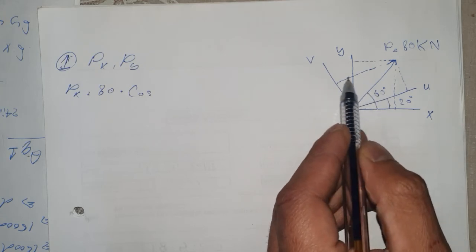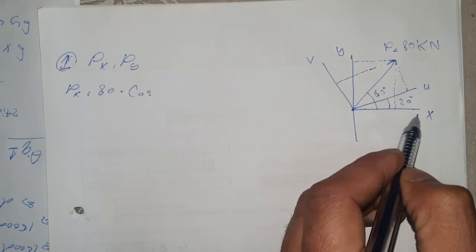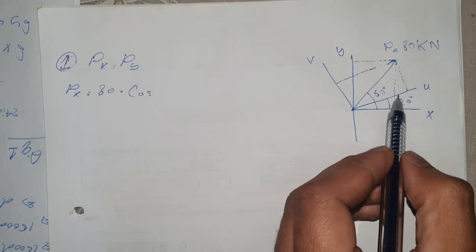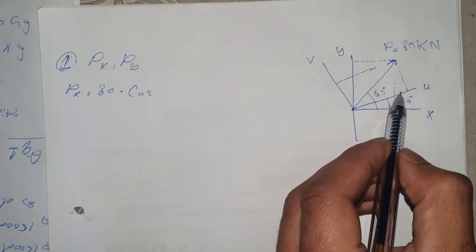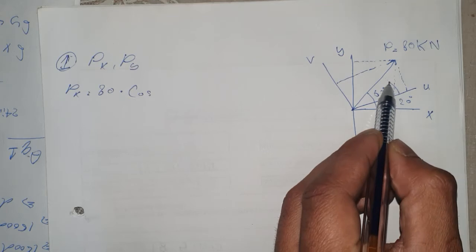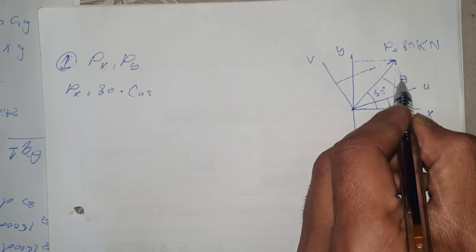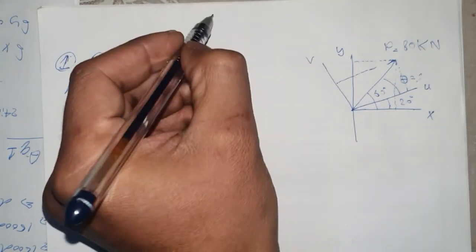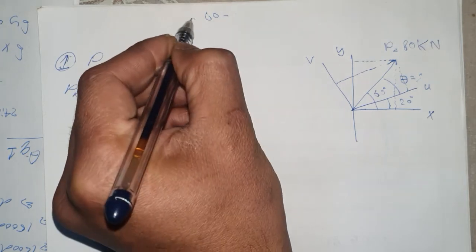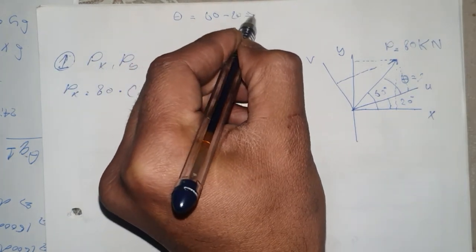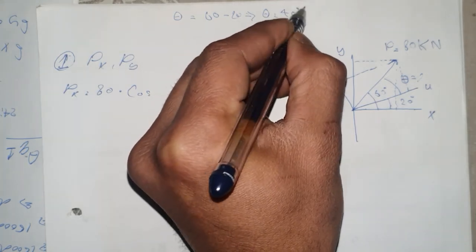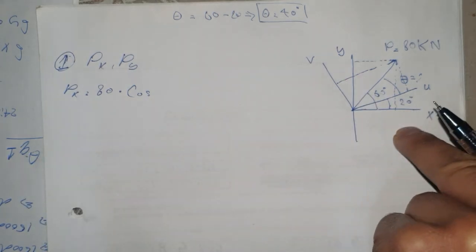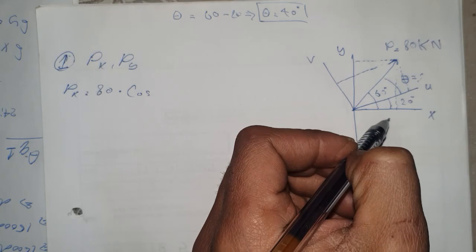The displacement of the axes u and v is 20 degrees along with the x-axis, and we don't have the exact degree for this angle, so we name it theta, which is unknown. So how could we find this? We have 60, so finding theta, 60 minus 20, we get theta is 40 degrees.